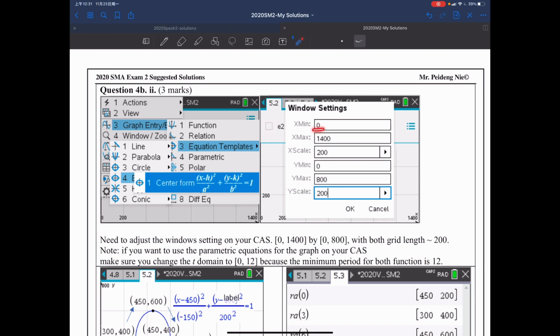The x min is 0, max is 1400, x scale is how big the grid is. Y minimum is 0, Y maximum is 800, and 200 will be a desirable grid length in the vertical direction.